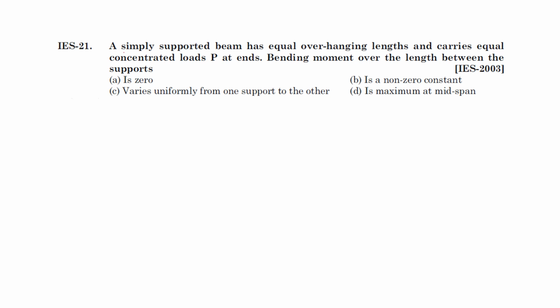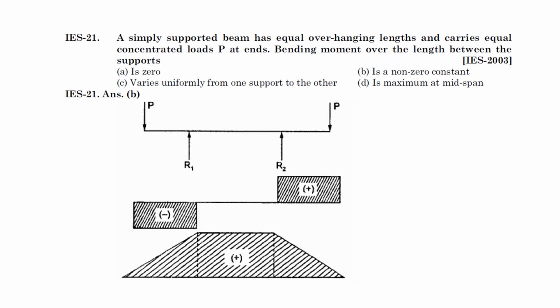Anyway, a simply supported beam has equal overhanging length and carries equal concentrated loads P at the end. The bending moment over the length between the supports is zero, non-zero constant, varies uniformly from one support to other, and the fourth one is the maximum at the mid span. Okay, so as per the given question, they are saying a simply supported beam has equal overhanging length and carries equal concentrated loads at the end.